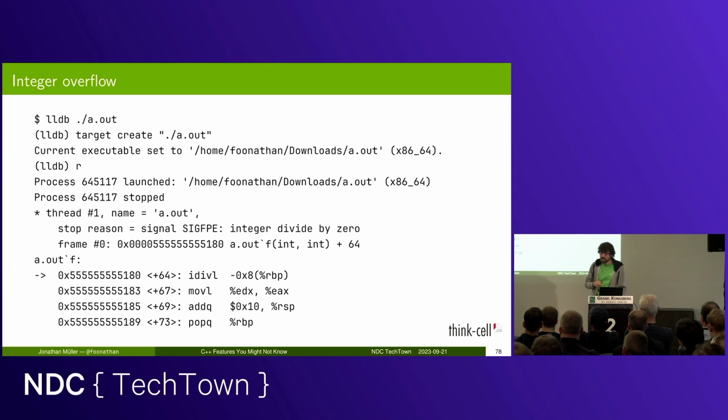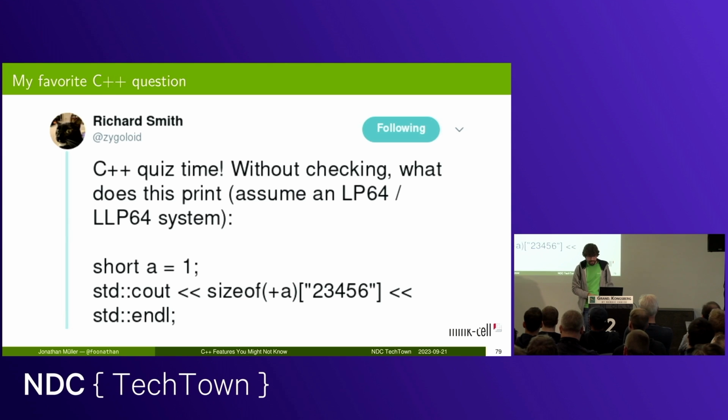So I told you there was going to be a quiz at the end. So I'm going to show you my favorite C++ quiz. This is a tweet by Richard Smith. Quiz time. We are assuming an LP64 or LLP64 system. What does this print? Think about it for a moment. I told you everything you needed to know to understand this in this talk. So I'll give you a moment, think about it. What will this code print?